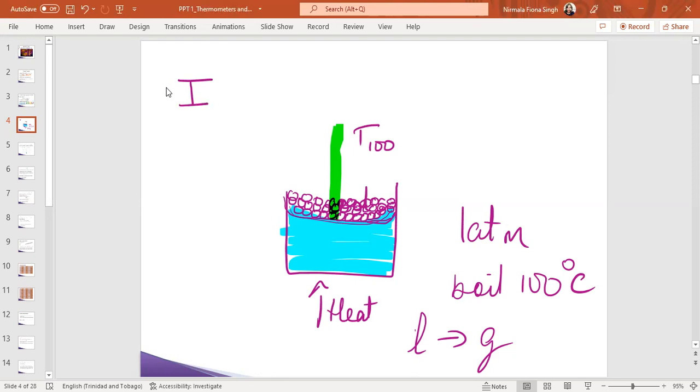Impurities. What? Say that again? Impurities. Yes. Impurities will change the boiling point of my water, right? It will either lower it, well, most likely it does lower it.